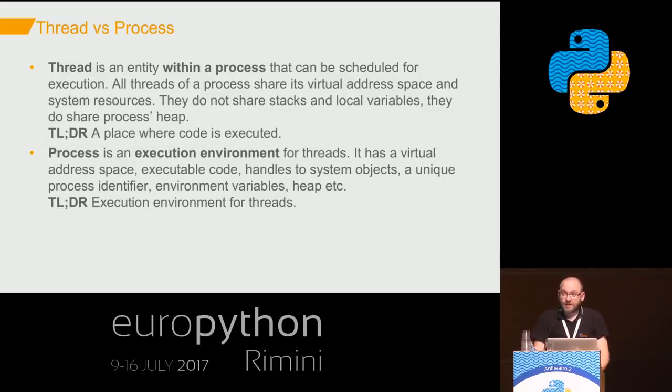So threads are the place where your code is executed. Each process has a thread, and this thread can be scheduled for execution. It can get CPU time, and all threads share a virtual address space and system resources of the process, and they do not share stacks and local variables, but they do share the process heap. And a process is an execution environment for threads. So it has its address space, it has executable code, it handles system objects, so it brings all that's necessary for a thread to run.